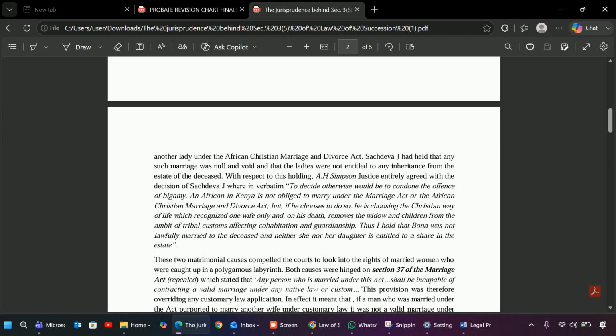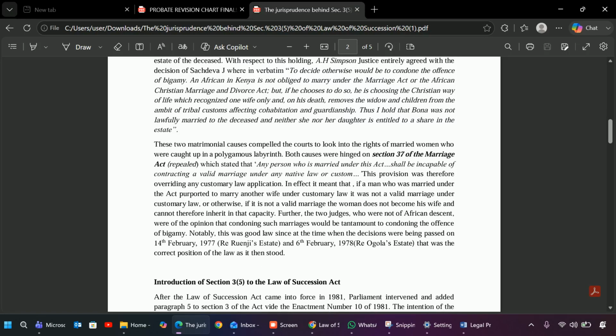An African in Kenya is not obliged to marry under the Marriage Act or the African Christian Marriage and Divorce Act, but if he chooses to do so, he is choosing the Christian way of life, which recognizes only one wife and on his death removes the widow and children from the ambit of tribal customs affecting cohabitation and guardianship. Thus, I hold that the Bona was not lawfully married to the deceased, and neither she nor her daughter is entitled to a share in the estate.